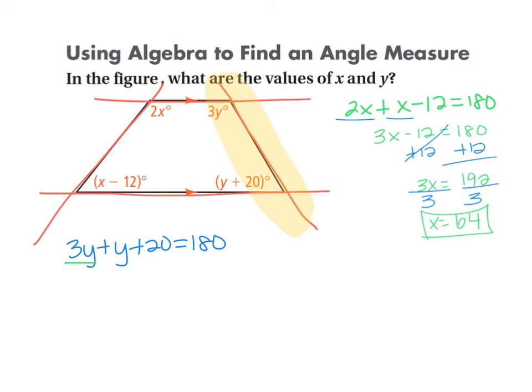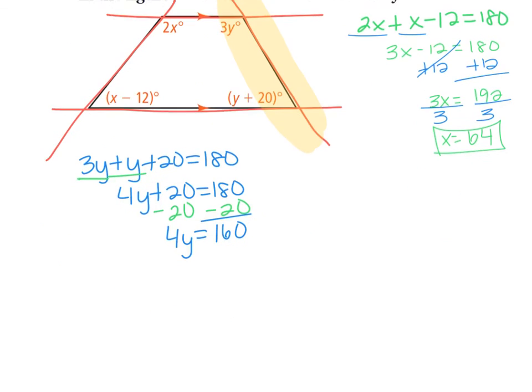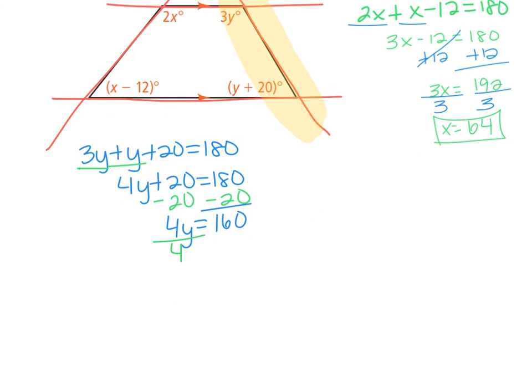Okay, let's go ahead and solve. We're going to combine like terms. That would give me 4y plus 20 equals 180. Subtract 20 from both sides. 4y equals 160. Divide by 4, divide by 4. So y is 40. And we are finished.